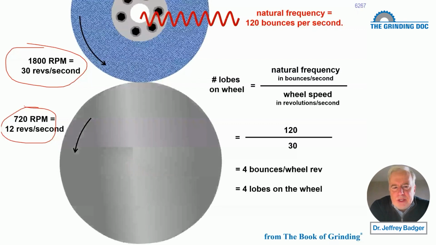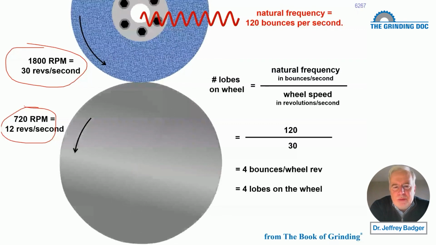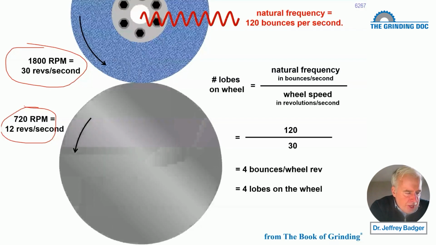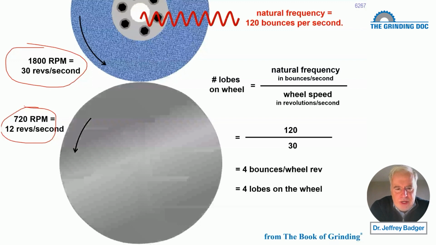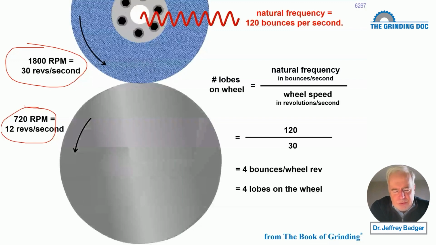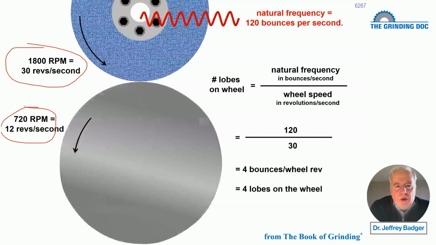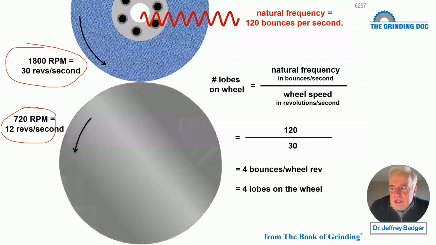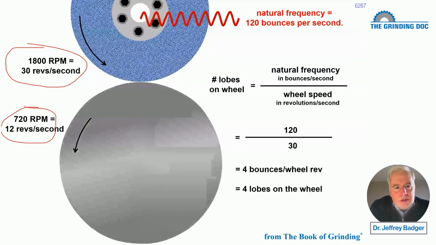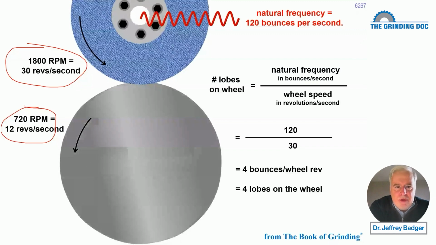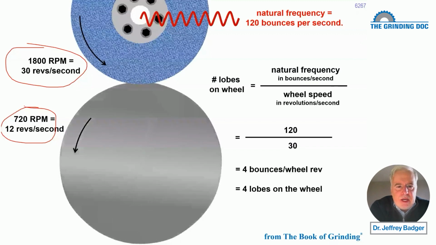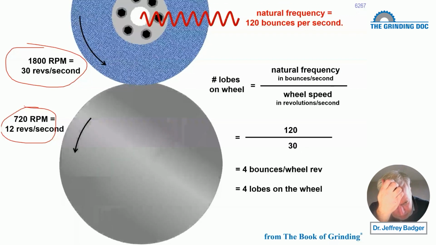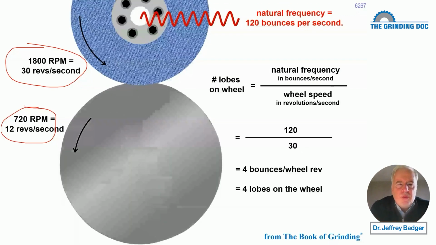Now, as we saw in the last video, that bouncing up and down puts lobes into the workpiece. That's workpiece regenerative chatter, but we're not talking about workpiece regenerative chatter today. Workpiece is more common. We're talking about wheel regenerative chatter, which is less common, but it's still there. It takes longer to develop. Workpiece regenerative chatter can happen within just a few seconds of contact. Wheel regenerative chatter can take several minutes to develop because it relies on wear of the wheel.